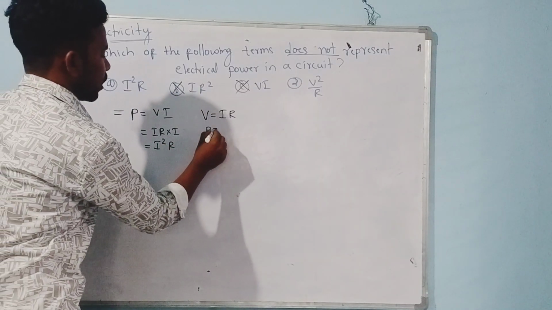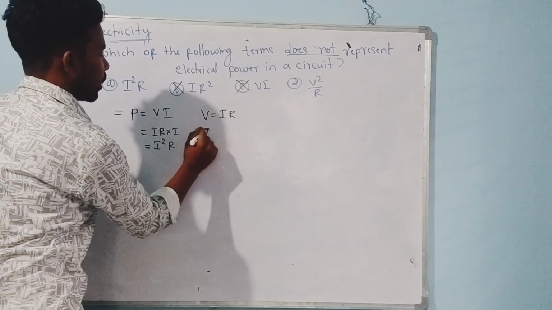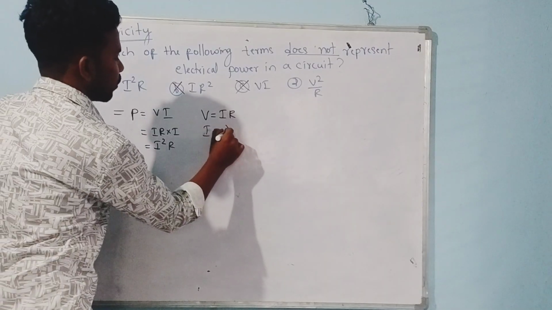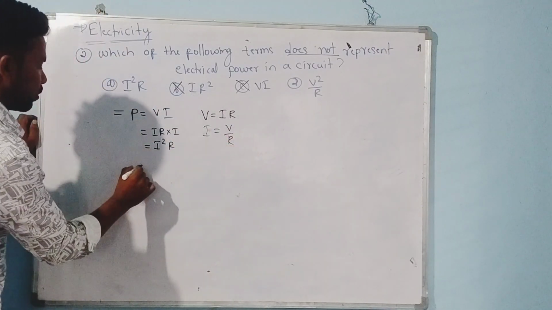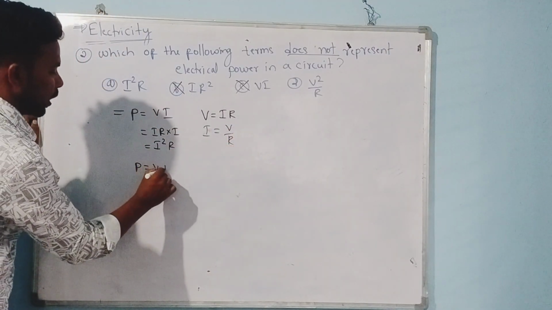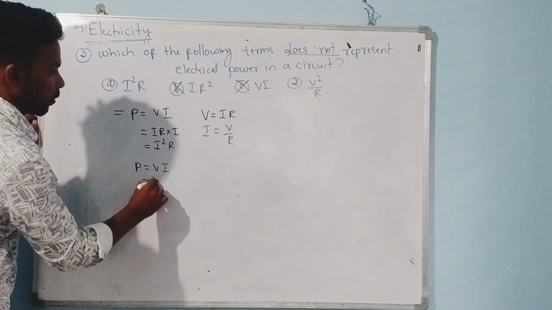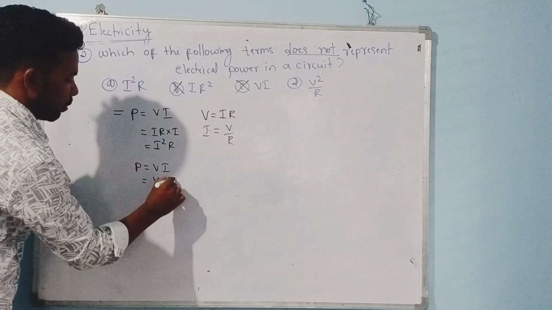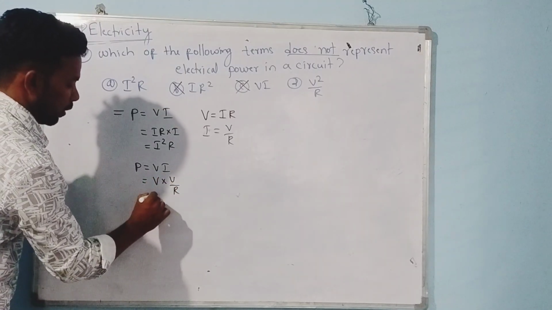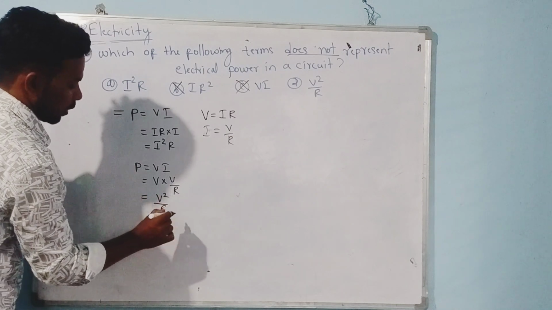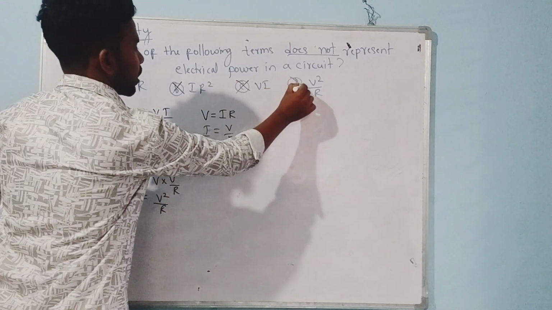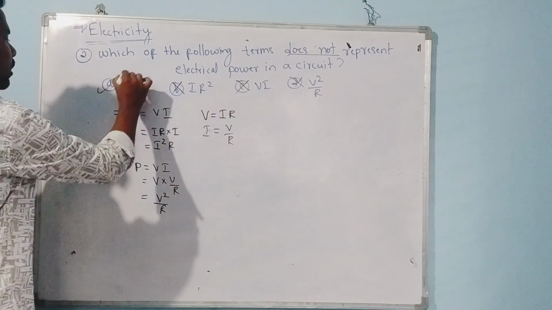So R is equal to what? From here, I is equal to what? I is equal to V by R. So P is equal to VI, V into V by R, V square by R. This is also not the answer.